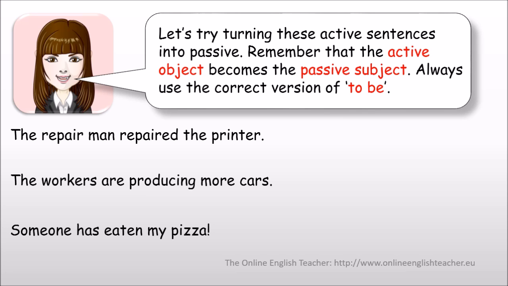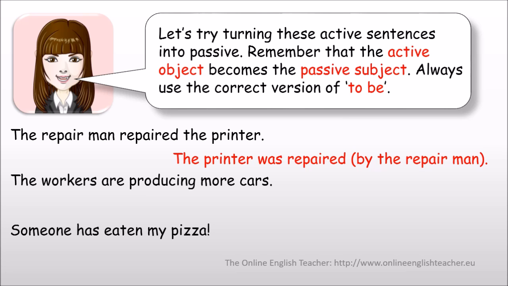So let's try turning these active sentences into passive sentences. Remember, the active object always becomes the passive subject, and we must use the correct version of to be in each case. You may want to pause the video to give you some more time. So the repairman repaired the printer becomes the printer was repaired by the repairman, if you like. It's past simple, so the form of to be is was.